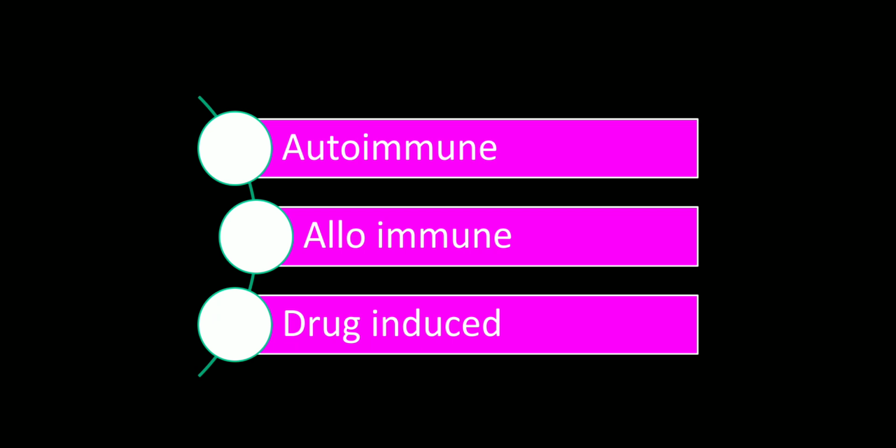Okay, so we classify immune hemolytic anemias into three types, that is autoimmune hemolytic anemias, alloimmune hemolytic anemias, and drug induced. Okay, we'll see autoimmune in today's class. Alloimmune will be dealt in another class. Okay, so that is autoimmune hemolytic anemias.